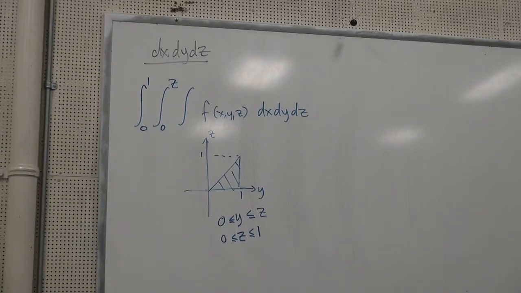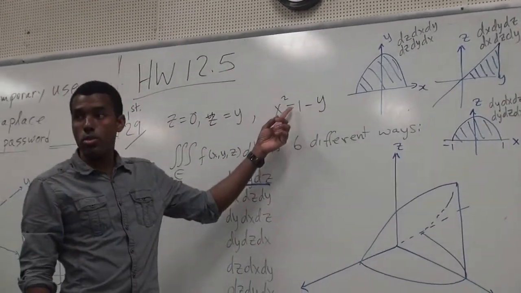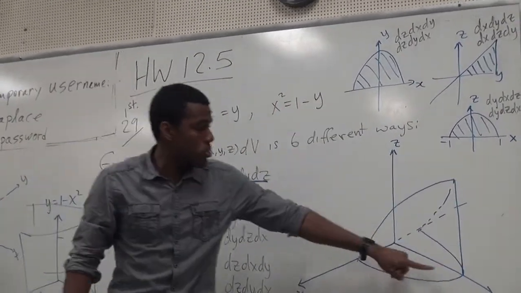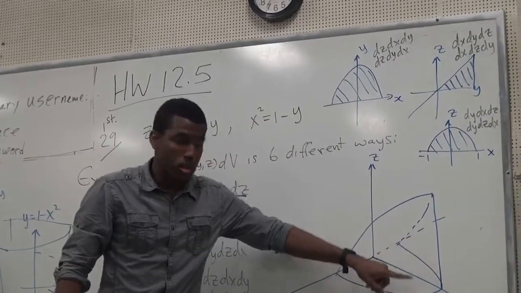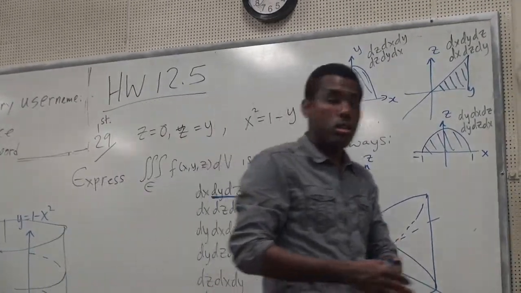This is x squared equals 1 minus y, negative root 1 minus y to square root 1 minus y. All right, you can solve for the x here. It's going to be plus or minus the square root of 1 minus y. So the minus square root is going to give you that left side, and the positive square root is going to give you the right side.